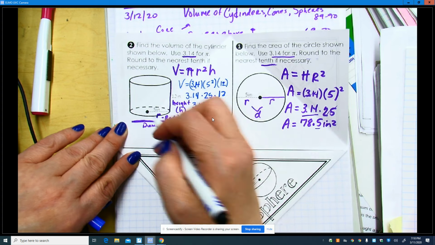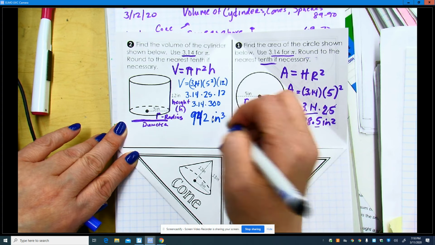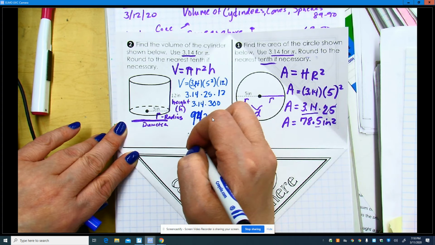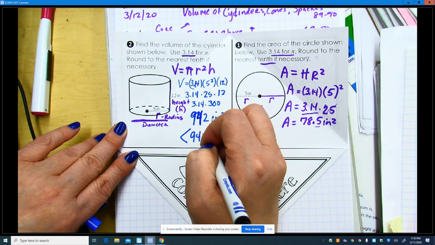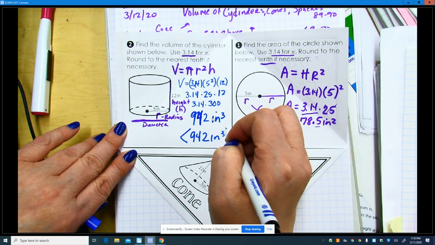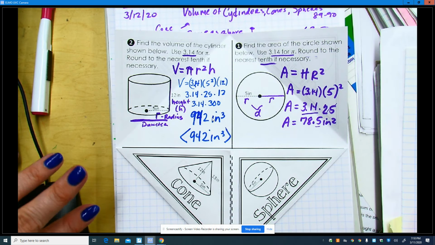And because this is a three-dimensional figure, it is cubed. I'll write that a little better down here. 942 inches cubed. That would be our final answer.